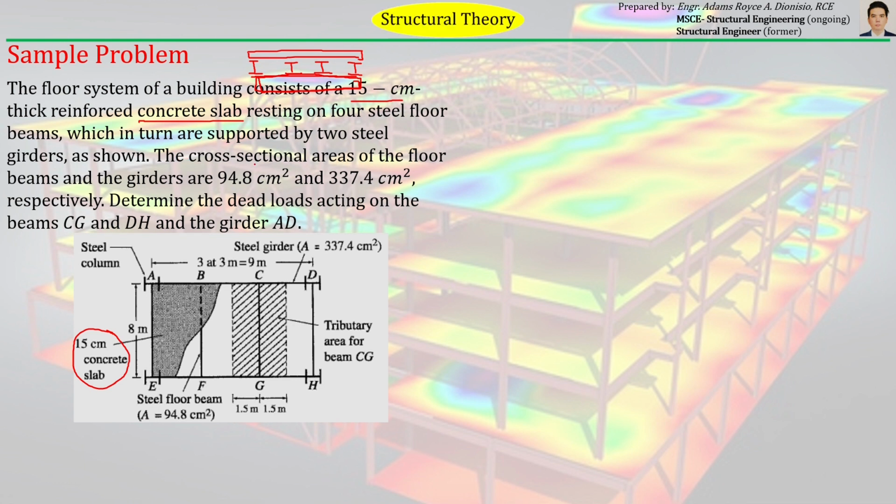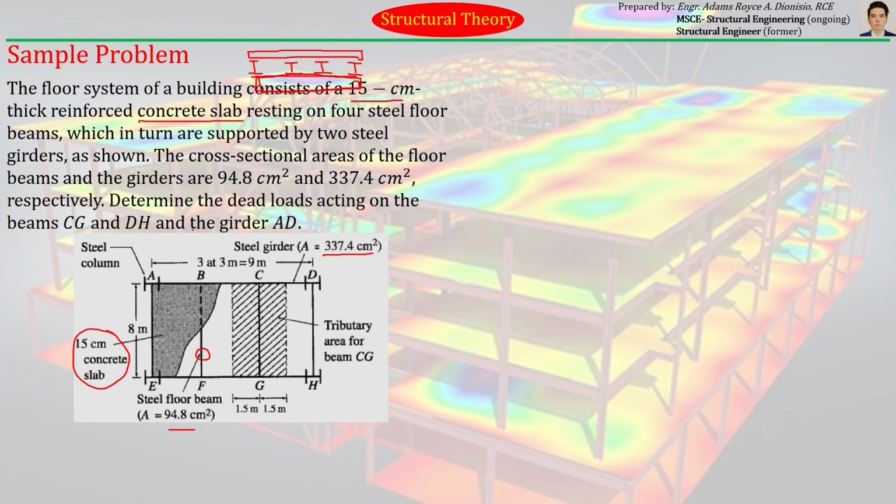Okay. The cross-sectional areas of the floor beams and the girders are 94.8 and 337.4 square centimeter respectively. So, yung area ng floor beam, ito, nakaturo dito, is 94.8 square centimeter. And then for the 2 girders, AD and EH, their cross-sectional area is 337.4 square centimeter.